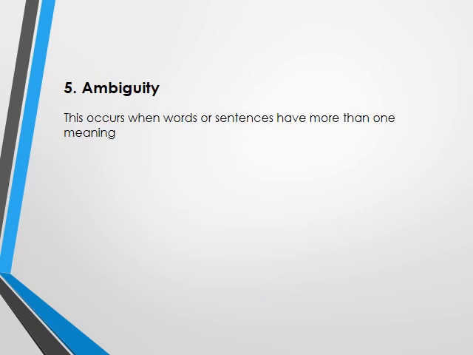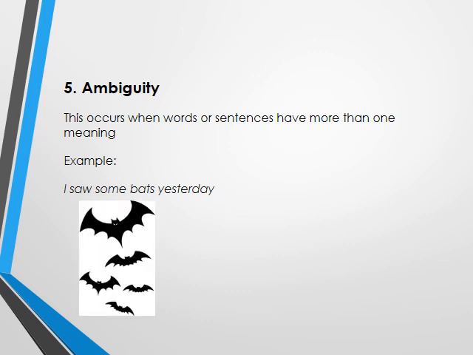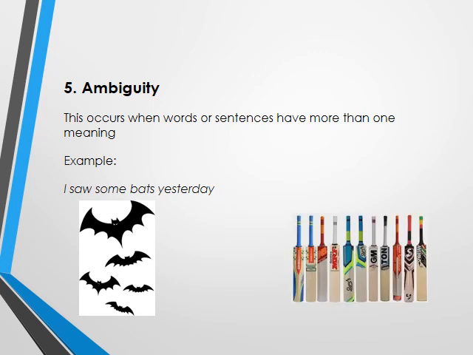Ambiguity. Ambiguity occurs when words or sentences have more than one meaning. So it sounds the same, it looks the same, but it means two different things. Consider the sentence, I saw some bats yesterday. So what is it that you saw? Did you see those scary, frankly, I think they are vampires, flying animals? I could not bring myself to post a photo of these things because I'm scared of them, honestly. Or did you see cricket bats, baseball bats? What bats did you see? Be very careful to be specific when you use a word that could have another meaning. Okay, so that is ambiguity.